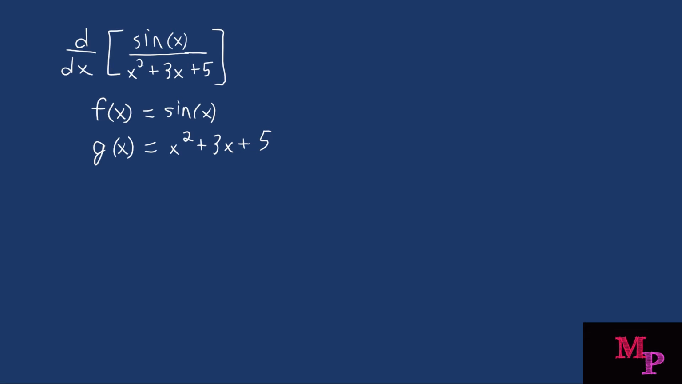So now you want to go ahead and take the derivative of both of these functions, since we're going to use it anyways. So the derivative of f of x is the derivative of sine of x, and derivative of sine is cosine. All right. And now the derivative of x squared plus 3x plus 5, let's take it one term at a time. The derivative of x squared is 2x plus the derivative of 3x, which is just 3, and derivative of 5 is 0 because derivative of any constant is always 0.